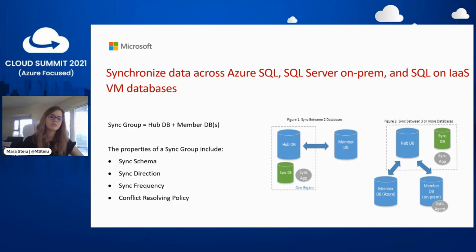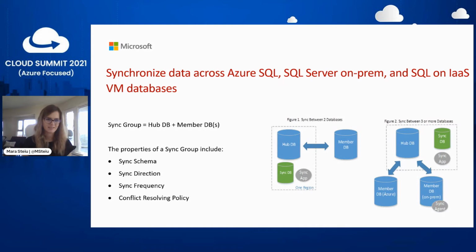So there are some key concepts and properties for sync groups. So first you have the sync schema, which specifies what are the tables that will be synchronized within a database. Then you can choose the sync direction. So whether you want a one-way replication or bidirectional, so the sync can happen from member to hub, hub to member, or both. So what's very important is to recognize that sync has a hub and spoke model. So all the changes from the members get to the other members by first going through the hub. So that's how SQL Data Sync works.